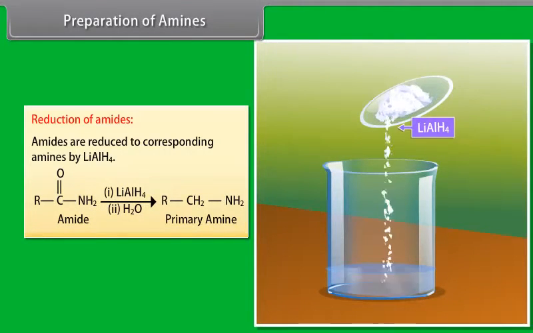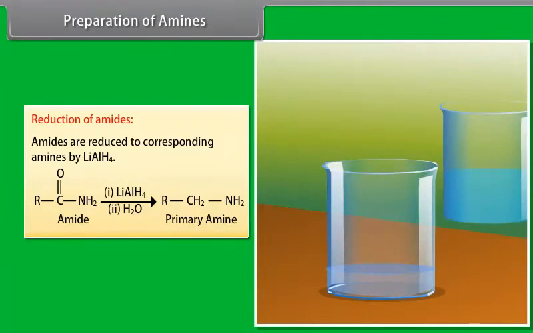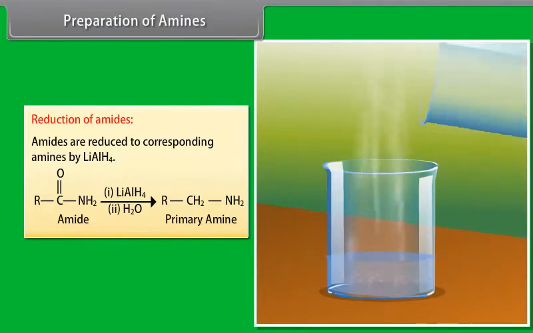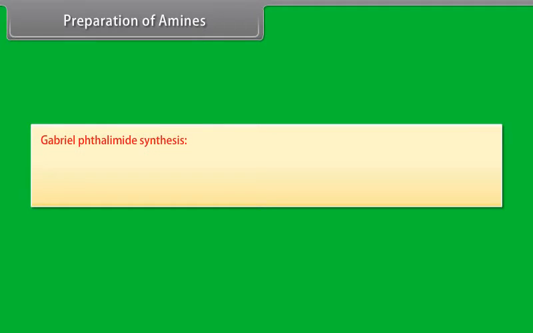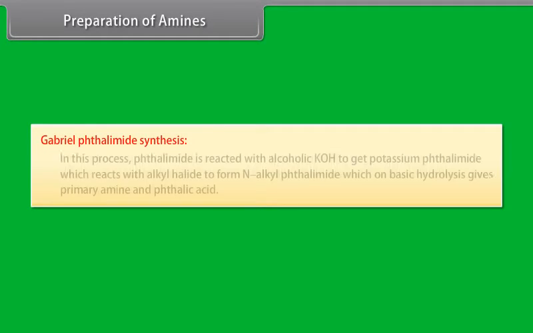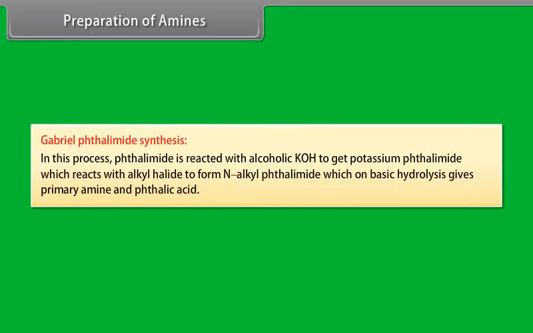If alkyl halide is in excess, the primary amine formed further reacts with alkyl halide to form secondary amine, tertiary amine, and finally quaternary ammonium salt. The reactivity of the various halides decreases in the following order, that is RI followed by RBr followed by RCl.